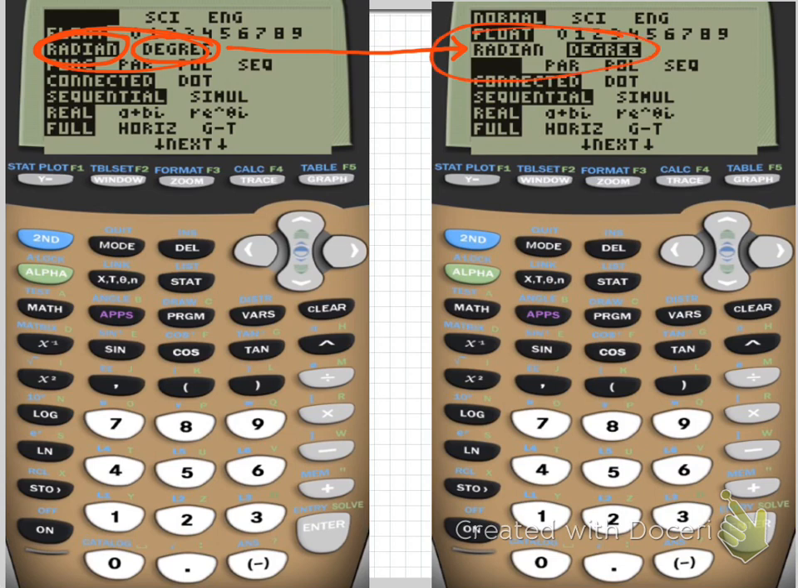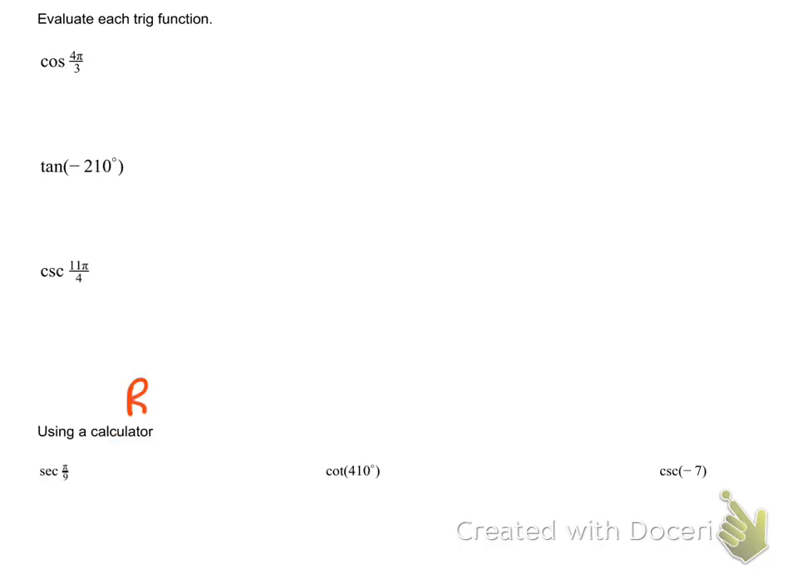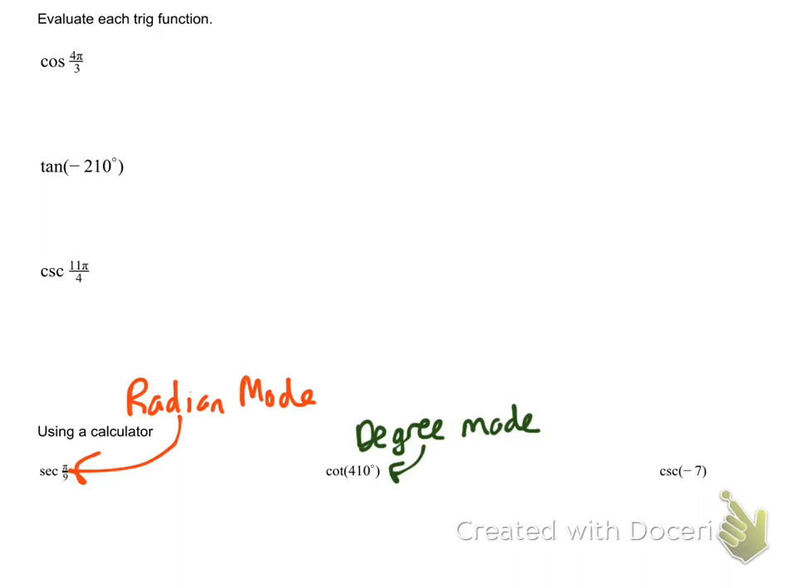So you need to make sure you're in the right mode for whatever the input of the function is, and this is a common mistake. So look right here, pi over 9, that's radians. So the first one you're going to do in radian mode. The next one, there's a degree symbol, so you're going to do that one in degrees, and notice that's cotangent, so you have to type in 1 divided by tangent of 410 in degree mode.